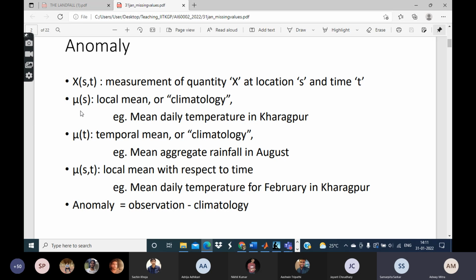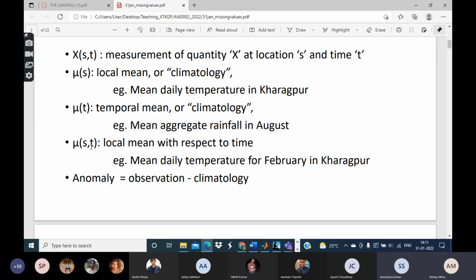Similarly, we can have mu T also. That is, if you take the average over time, instead of at a given time, if you take the average over a large number of locations, then what you will get is the temporal mean, right? And then similarly, you can define the spatiotemporal mean also. So these examples will help you to understand what these things may mean.